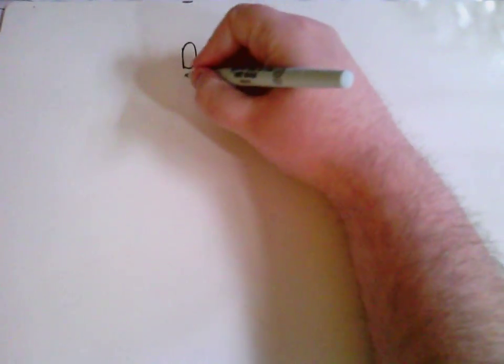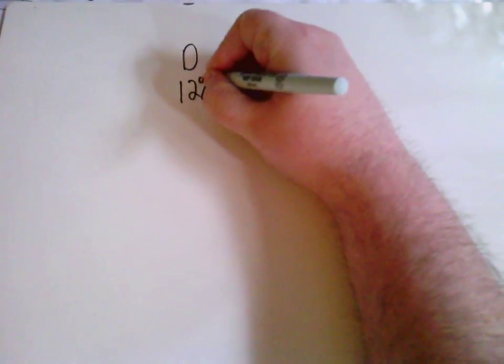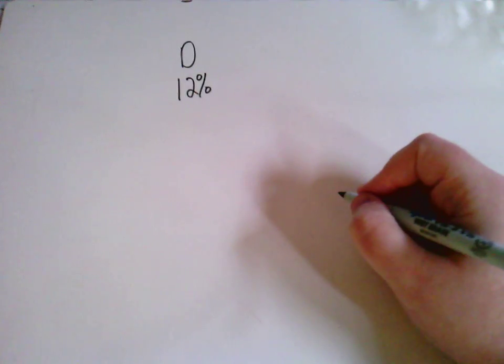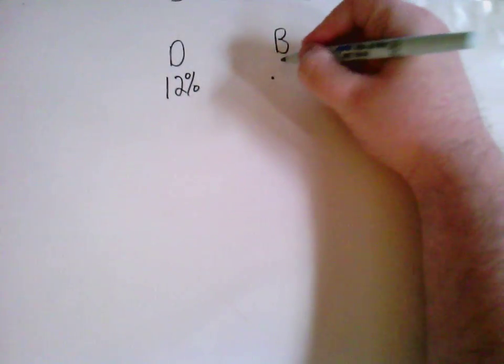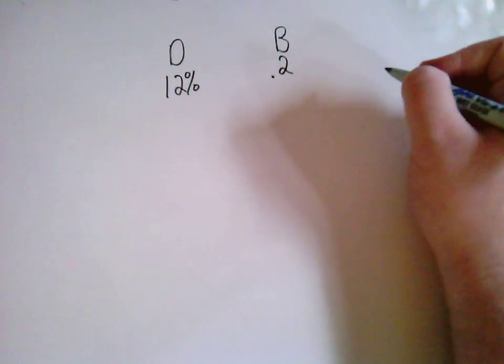Right, we've got one more problem to review today. Here we go. Dwayne misses 12% of his foul shots in basketball. Let's write that down. That might be important. Dwayne misses 12% of his foul shots. Brian misses 0.2. So Brian over here is missing 0.2 of his foul shots.